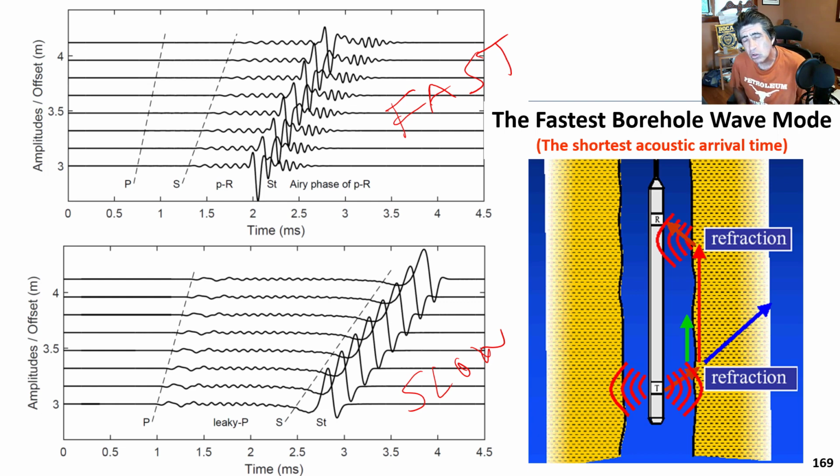But the most conventional way in sonic logging is to record only the fastest wave. And that was what was done at the beginning of sonic logging, the fastest wave.